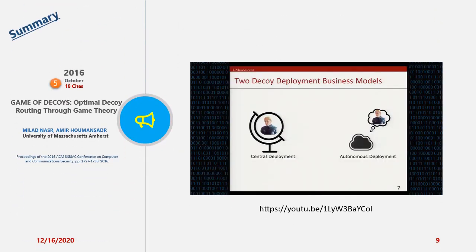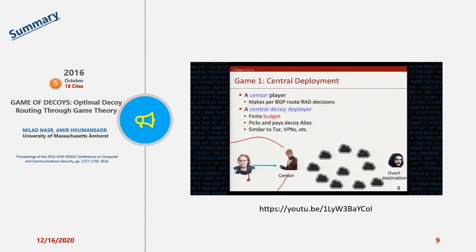All right, and we introduced two placement strategies for decoy routing systems. The first strategy is a central deployment, and the second one is an autonomous deployment. So the first deployment that we study is what we call the central deployment. In this case, there is a central decision maker for the decoy routing system, right? So there's some organization who has some finite amount of money, so it has some budget for deploying a decoy routing system.